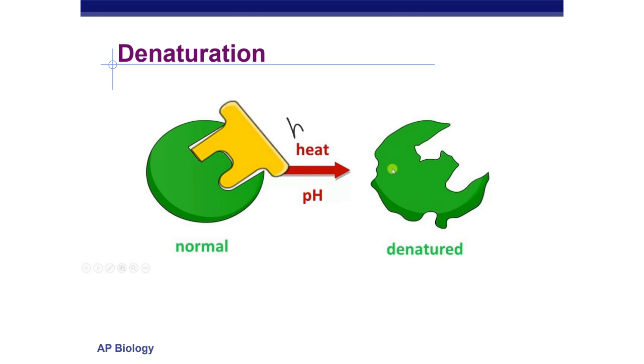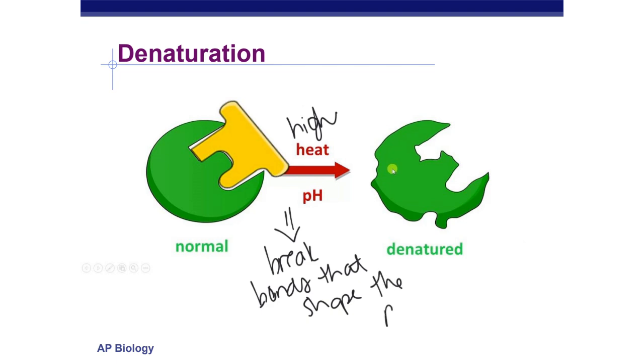So in high heat and pH, major pH changes, the result is we break the bonds that control the protein folding, that essentially shape the protein. And when we do that, the protein loses its shape. See how it looks kind of sad and wonky, and how the active site isn't quite the right shape and it's losing its shape on the edge here? This protein or this enzyme has been denatured. If it has been denatured, it will not work.